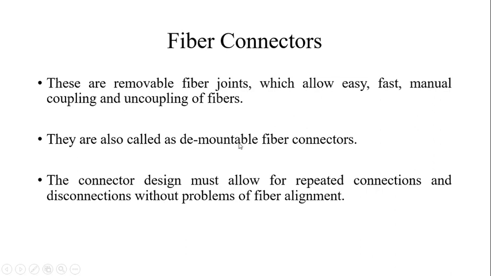What is a fiber connector? When joining two optical fibers, you have two types of connection. One is permanent joints, the second is removable joints. Permanent joints are called fiber splices. Already we have discussed that. Removable joints are called fiber connectors. Today we are going to discuss that.